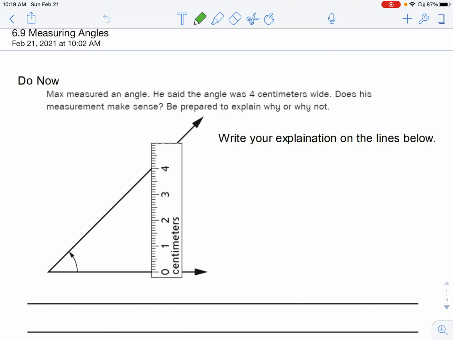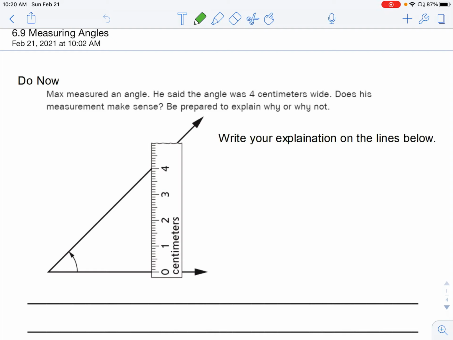Take a look at the picture and that prompt, and on your piece of paper, jot down your explanation of whether or not Max's measurement makes sense and why. Okay, let's go back over it. So I'm betting that a lot of you said his measurement doesn't make sense.